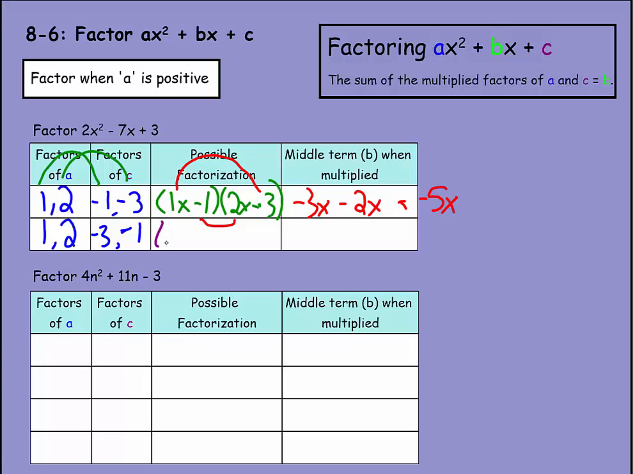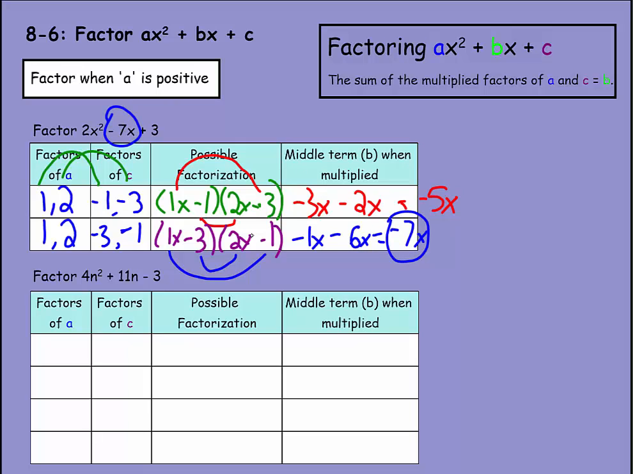We'd have 1x minus 3, and then 2x minus 1. So the 1x times the negative 1 would be negative 1x. 2x times negative 3 would be negative 6x. Negative 1x minus 6x equals negative 7x. And I notice that that matches my b. So this is the correct factorization. So we would write 1x minus 3 and 2x minus 1. So x minus 3 instead of 1x, and then 2x minus 1.